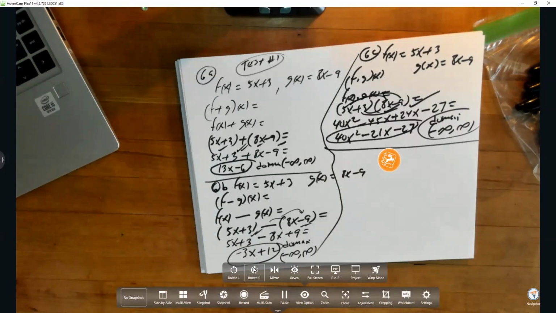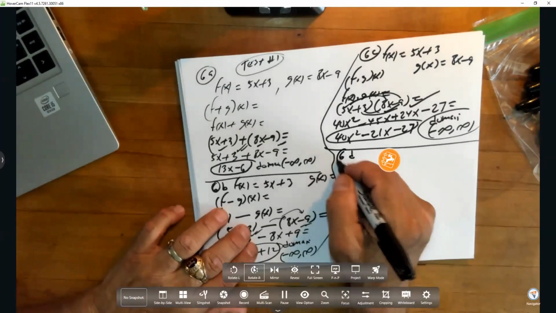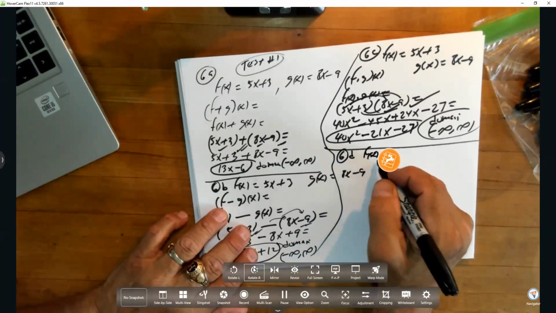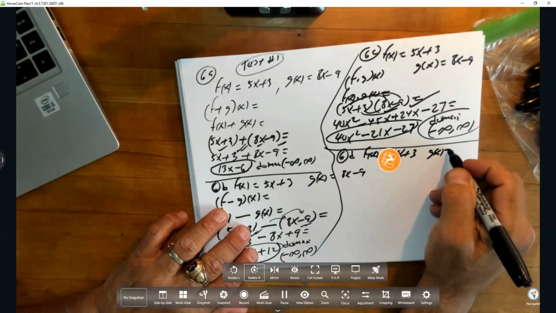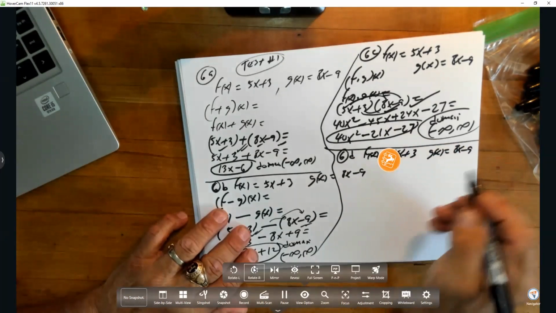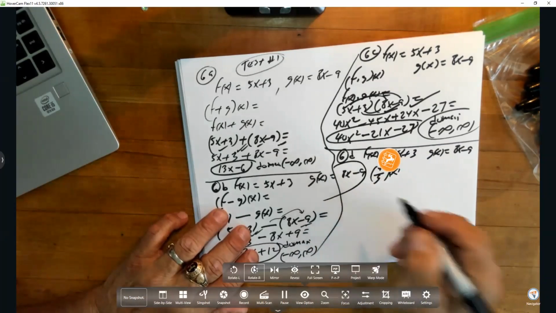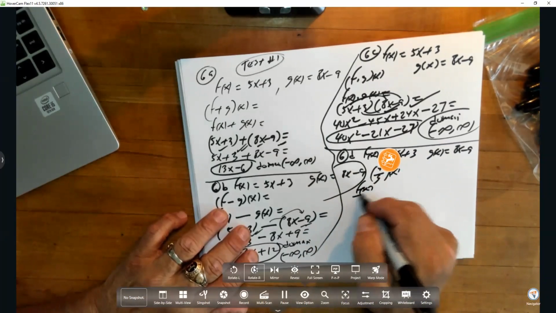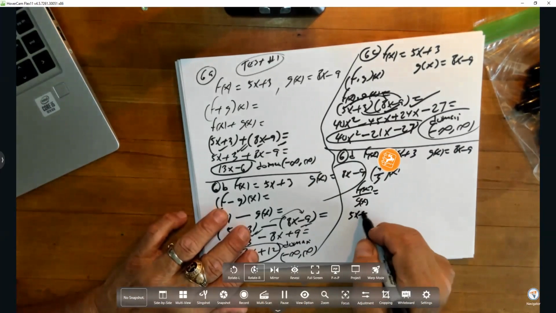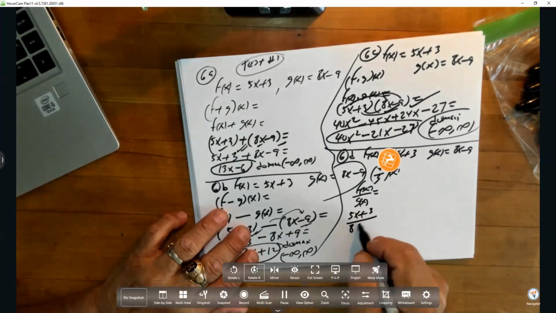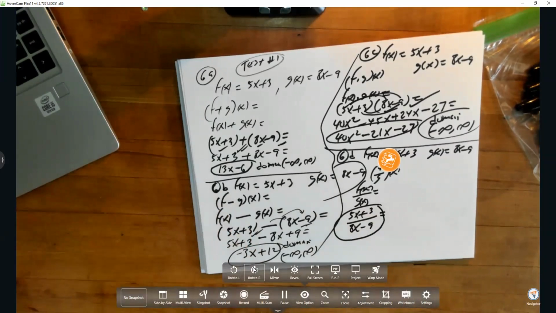All right, I'm going to do that. 6 letter D is the next one on my list here. It says the same problem. F of x is 5x plus 3, and g of x is 8x minus 9. So now it's going to say find f over g of x. This thing, f of x over g of x. That means 5x plus 3 on top, on the bottom, 8x minus 9. So there's my answer right there. Put one on top of the other.